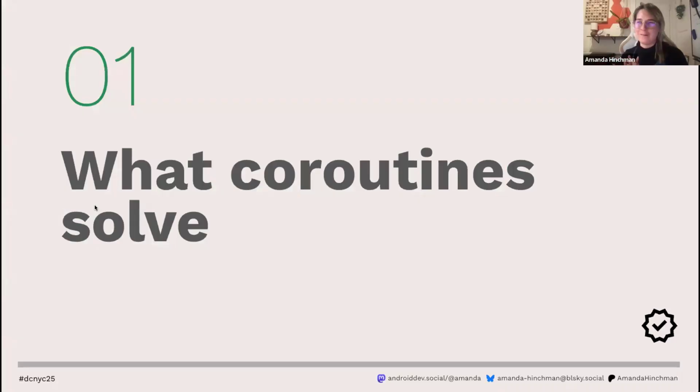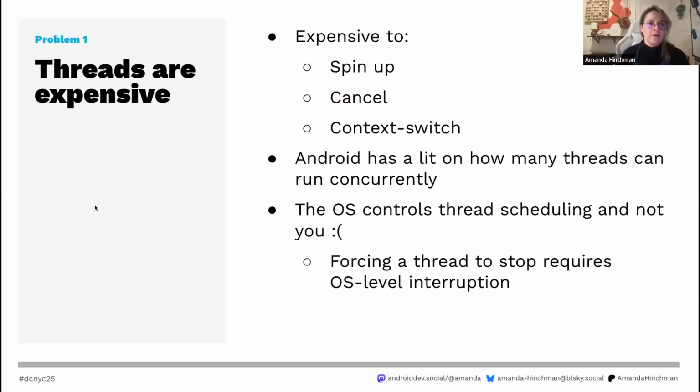Okay, what do coroutines solve? Coroutines is not just a new concurrency framework. It solves a lot of the problems we had previously with existing Java threads. Coroutines help us manage concurrency, cancel operations safely, and avoid the pitfalls of threading nightmares, especially in terms of both concurrency and cancellation.